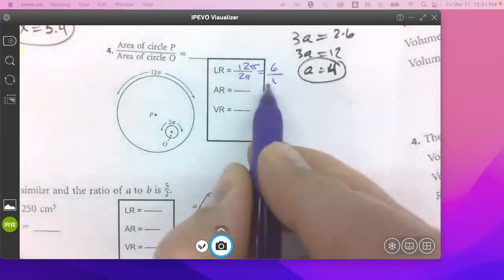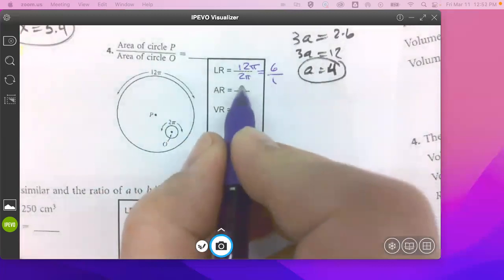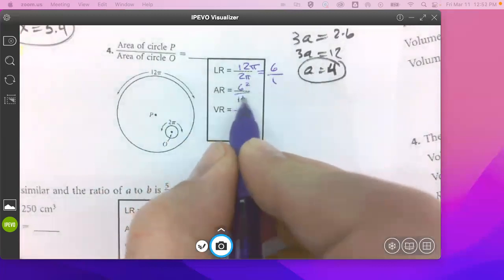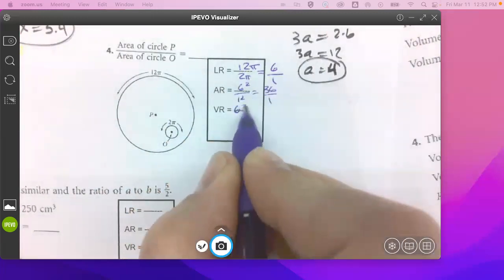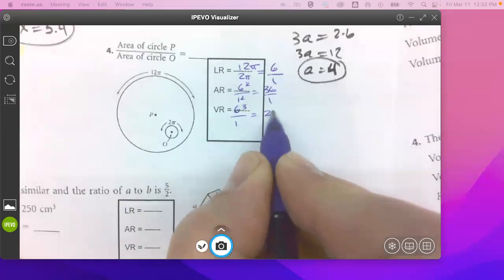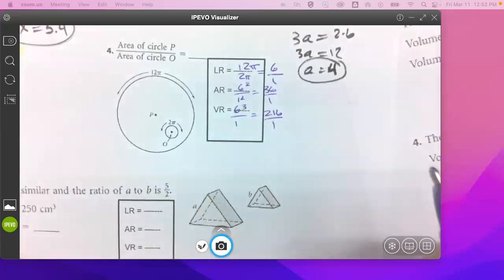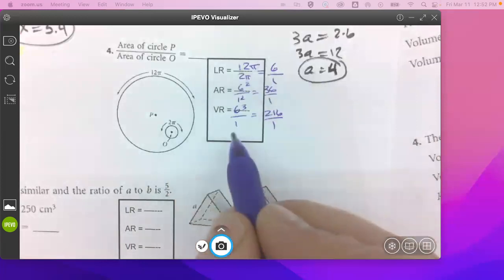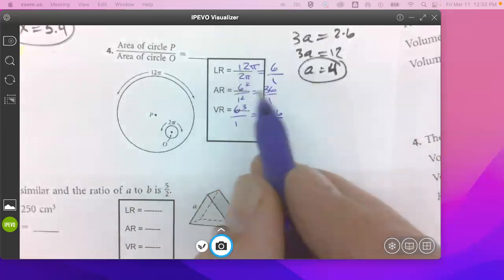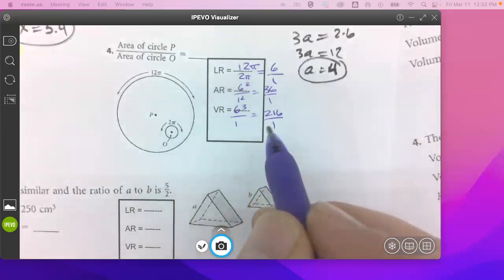Once you get one of them done, your area ratio would be the square of that. So 6 squared over 1 squared is 36 over 1. And your volume ratio would be that cubed, or 216 over 1. This is the first step, filling in this box for the length ratio, the area ratio, and the volume ratio.